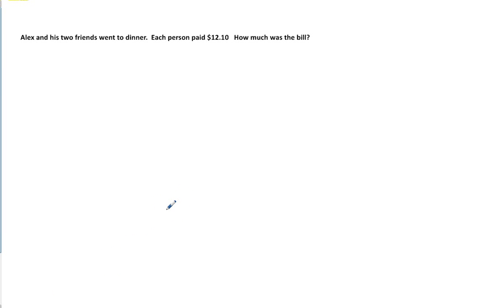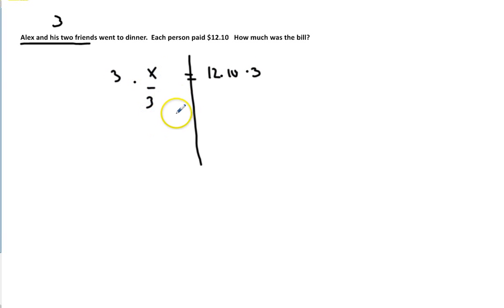Alex and his 2 friends went to dinner. Each person paid $12.10. How much was the total bill? So we know the total bill has to be greater than this. That's one thing you have to think about. We also have to think about it's Alex and his 2 friends, which makes 3 people. So if each person paid this, then in order to solve it, I'd have to do 12.10 times 3. So then I put my equal sign and my line down the middle to show both sides. So if I'm multiplying by 3 on one side, that means I had to multiply by 3 on the other, which means I have to actually divide by 3 for my equation. So my equation is x divided by 3 equals $12.10.